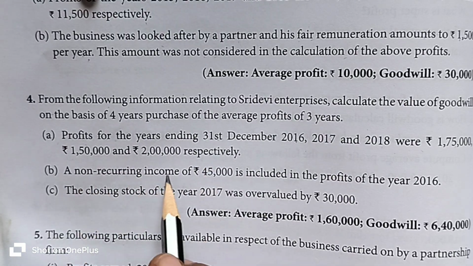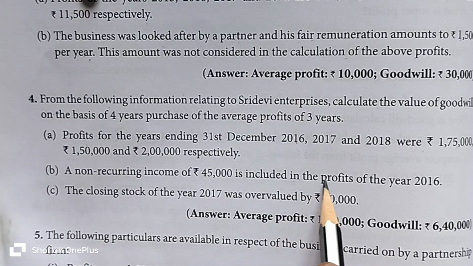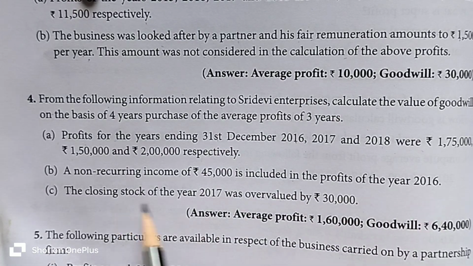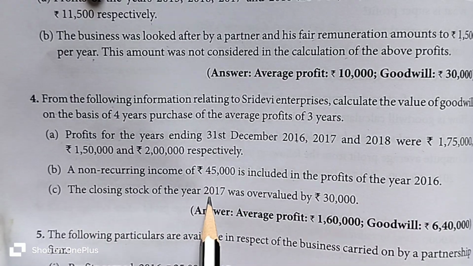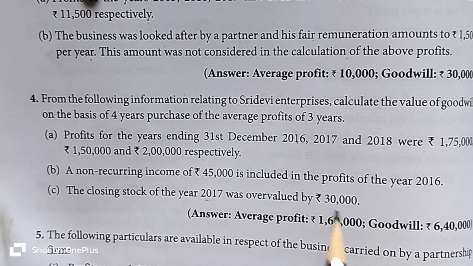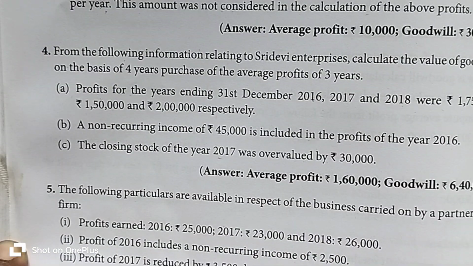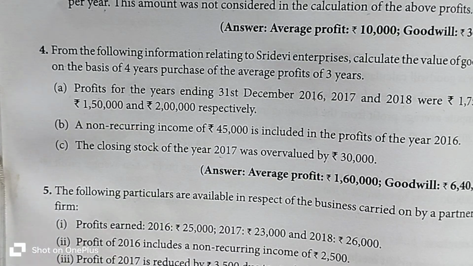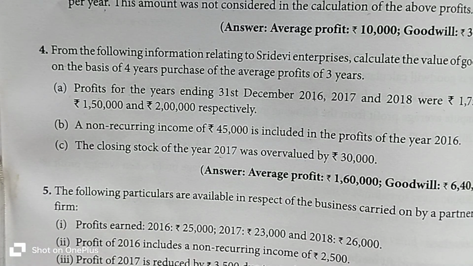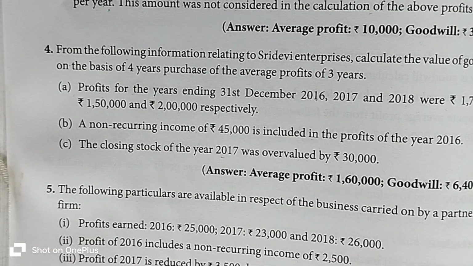A non-recurring income 45,000 is included in the profits of the year 2016 and closing stock of the year 2017 was overvalued by 30,000 rupees. Let's now, first of all, clarify this correction. Now we are going to prepare the tabular column for 3 years, right?